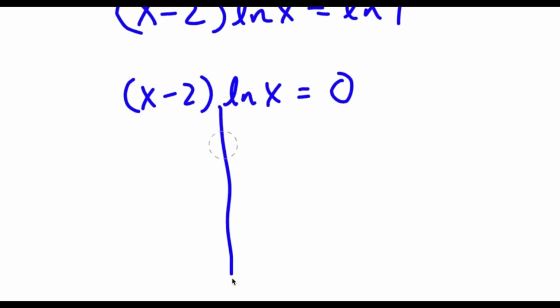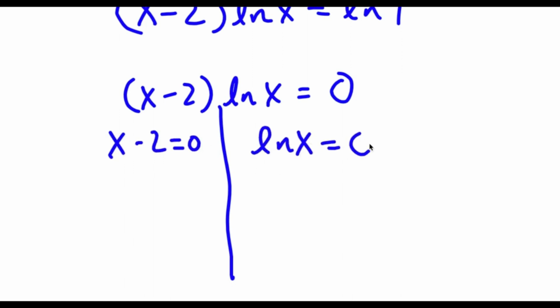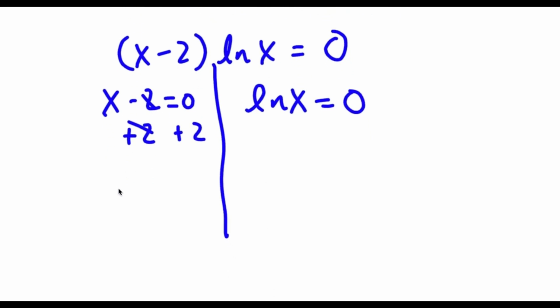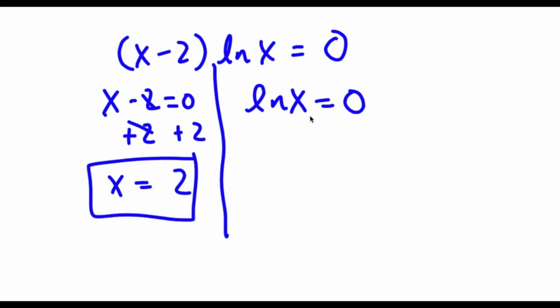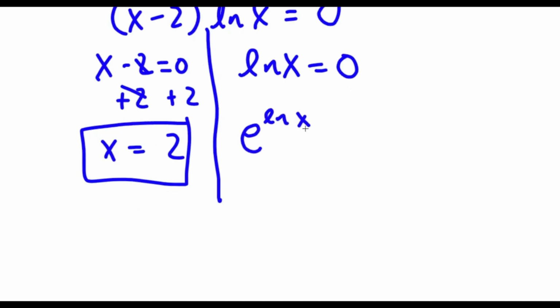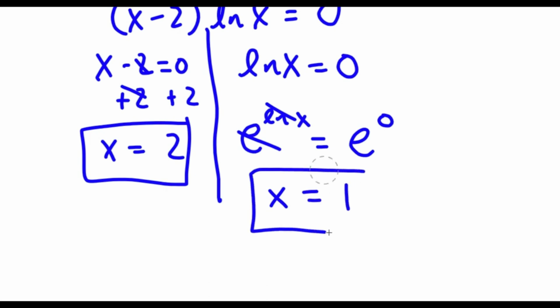So now this is going to give me two equations. I have x minus 2 is equal to 0, and I also have ln x is equal to 0. So for x minus 2 equals 0, all I have to do is simply add 2 on both sides, and I get x is equal to 0 plus 2, which is 2. So this is one solution. Now for ln x is equal to 0, I'm going to put e to the power of ln x is equal to e to the power of 0. Now e to the power of ln x, the e and ln are going to cancel out, so now I'm left with x is equal to e to the power of 0, which is 1. So my two solutions are x equals 2 and x equals 1.